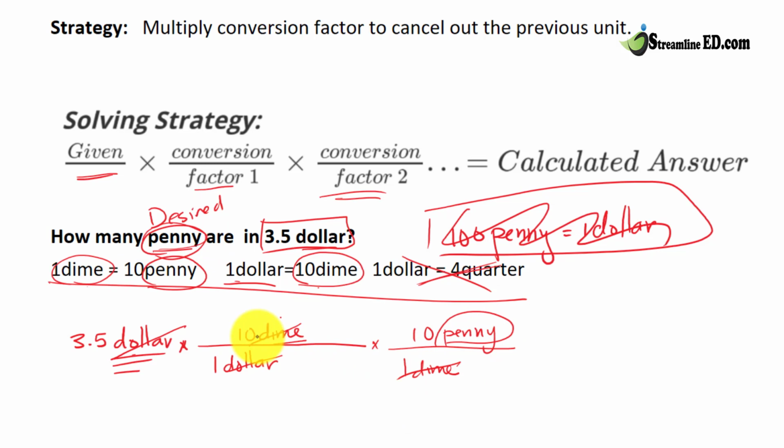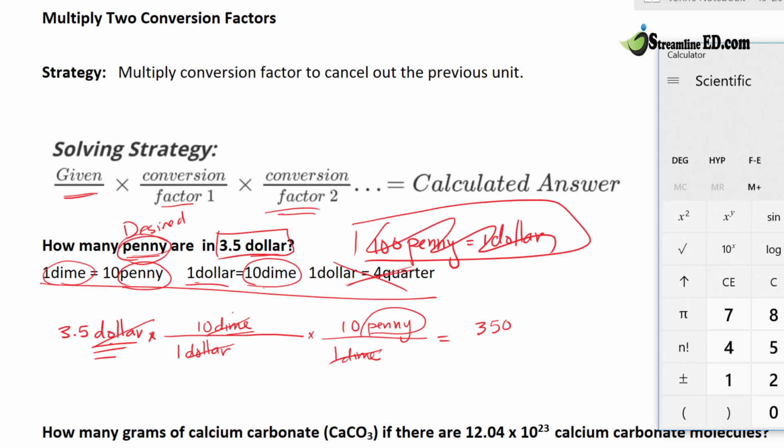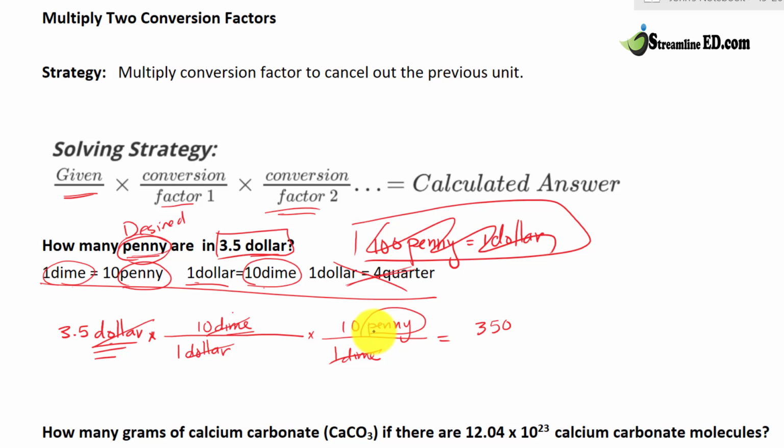Now we just multiply this on our calculator. 3.5 times 10 is 35. 35 times 10 is 350. So we have 350 penny. But let's put this in a calculator just to show you how to type it in. We multiply every number on top divided by every number on the bottom. We have 3.5 times 10, which is from here, divided by 1, divided by 1 again. Of course, we can ignore the 1, but I just want to show it to you. The only unit that is left is penny, so we have 350 penny, which is how many penny there are in $3.5.